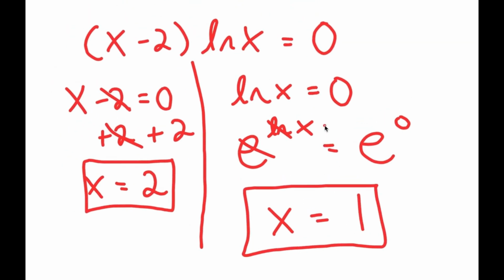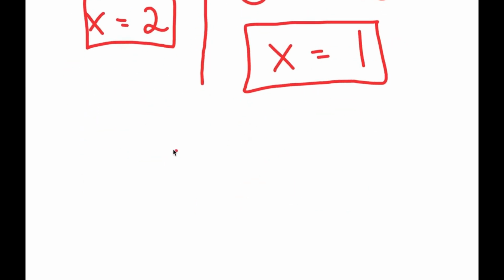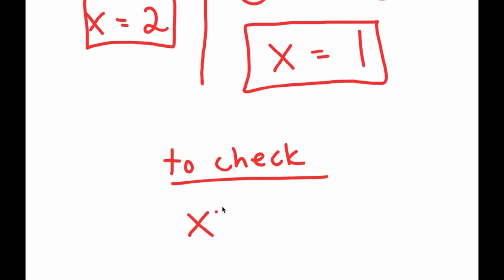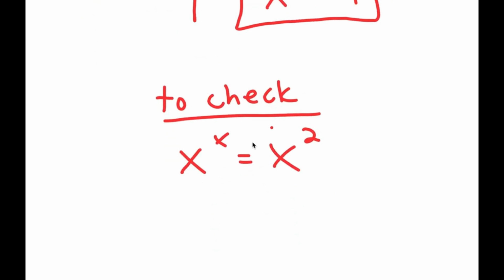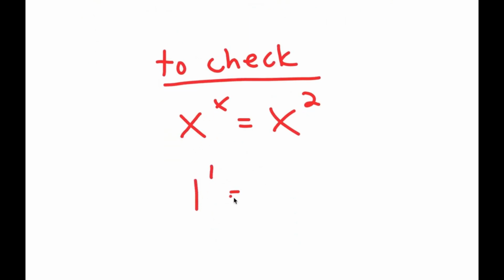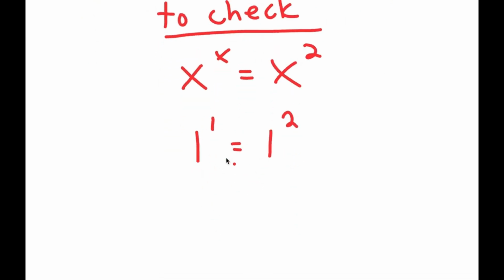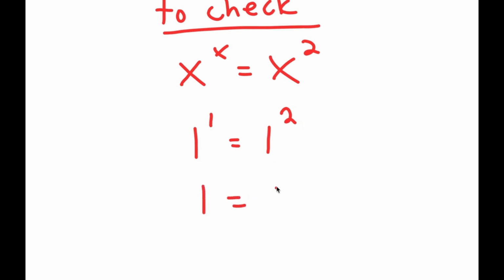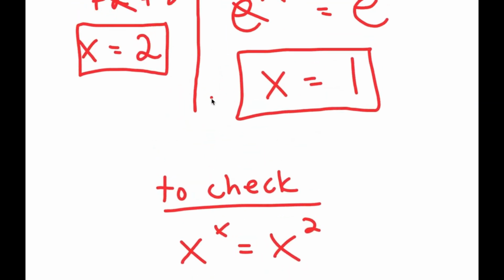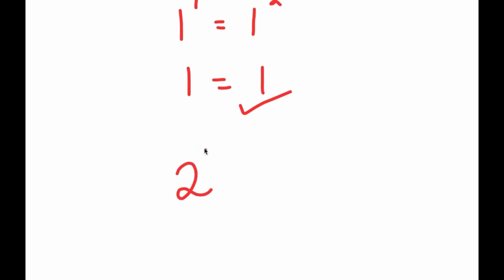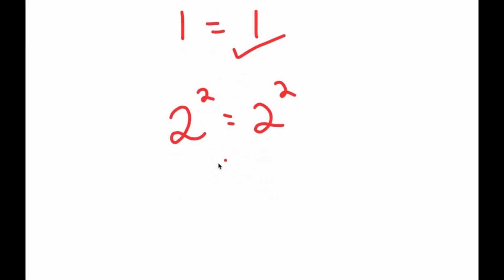So now that I have two solutions for x, what I'm going to do is check to see if these are right. So my equation is x to the power of x is equal to x to the power of 2. And let's first start by checking 1. So if x equals 1, I have 1 to the power of 1 is equal to 1 to the power of 2. 1 to the power of 1 is 1, and 1 to the power of 2 is also 1, so this is right. And now I'm going to check x equals 2, so I have 2 to the power of 2 is equal to 2 to the power of 2. 2 to the power of 2 is 4, so I get 4 equals 4, and this is right as well.